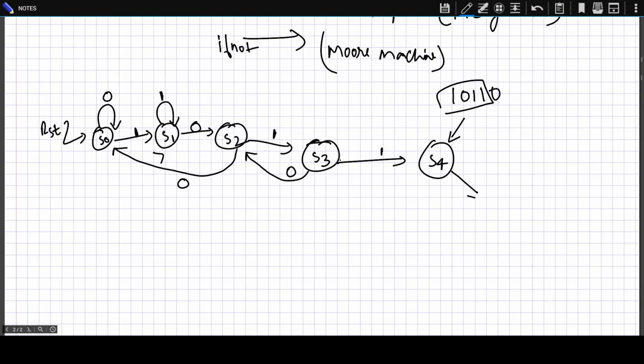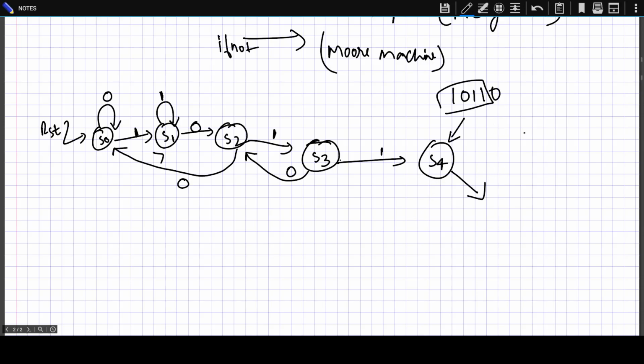If we get a 0, what we previously did was handle the overlapping sequence. For now we are just talking about overlapping sequences. If we get a 0 while in state S4, we return to state S2 to detect the upcoming overlapping sequences. If we get a 1, then move to S0.